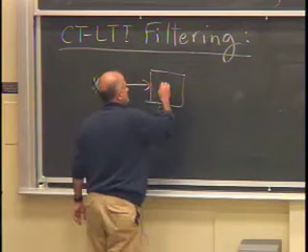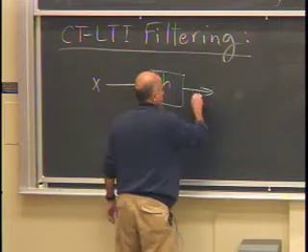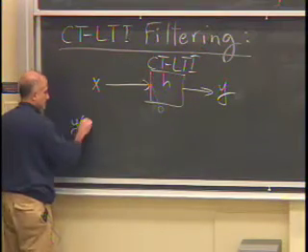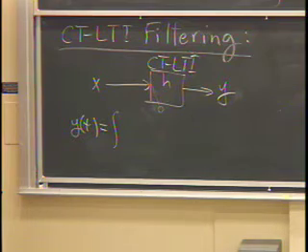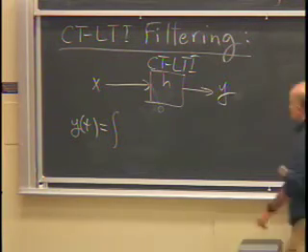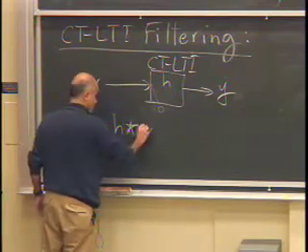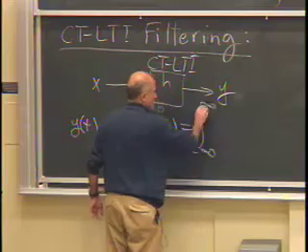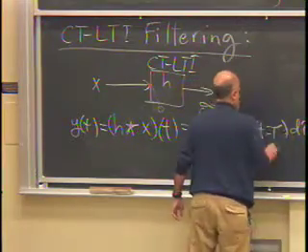I have a continuous time LTI filter. It's got an impulse response and an output. The output I know is the convolution of the impulse response and the input. X goes in. Y is H star X of t, which is the integral from minus infinity to infinity, H of tau, X of t minus tau, d tau.